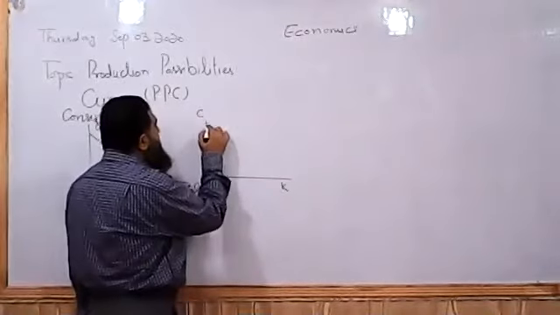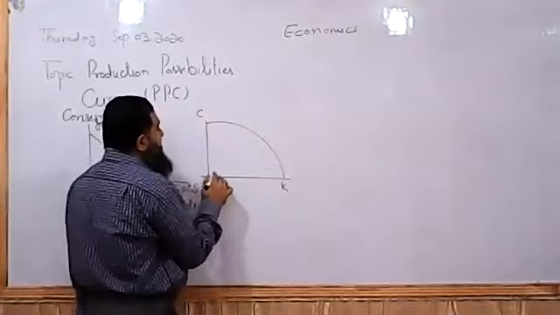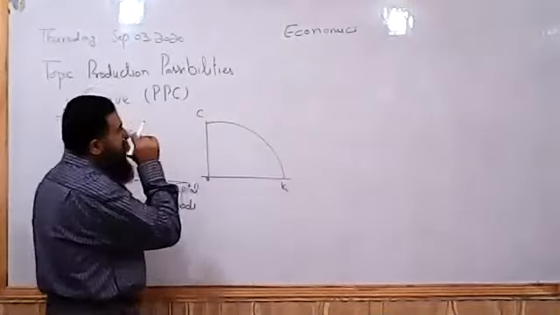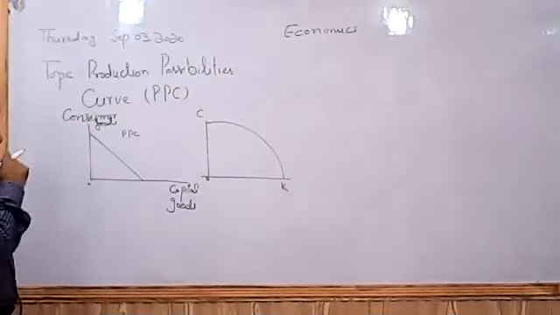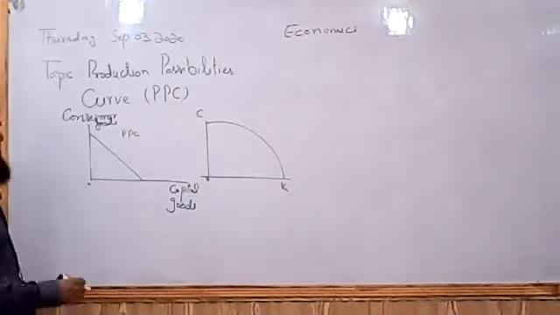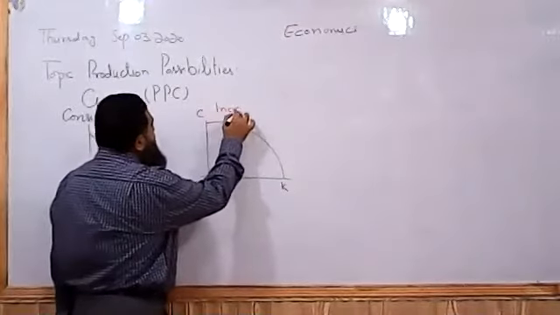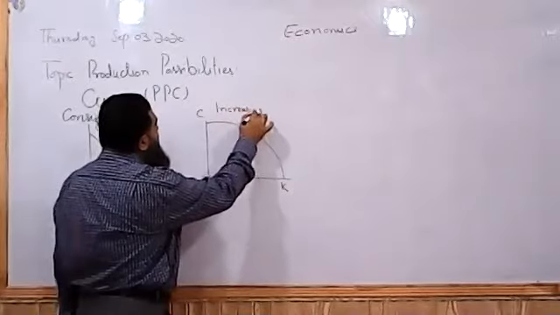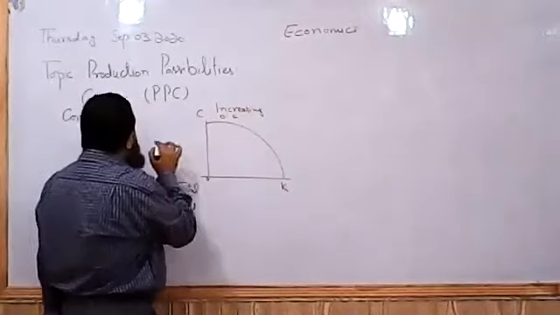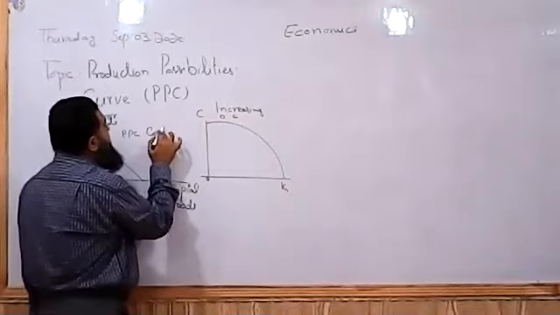And here another opportunity cost curve was shown, like here I'm taking capital goods and consumer goods. This is the increasing opportunity cost curve. As we move along this curve, its opportunity cost will be increasing. This is increasing opportunity cost, and that is constant opportunity cost.